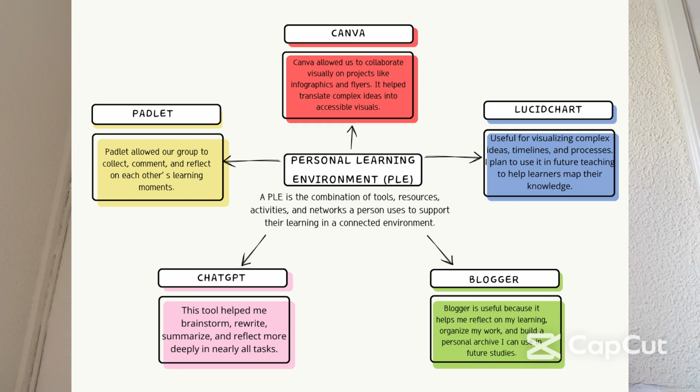Canva allows us to collaborate visually on projects like infographics and flyers. It helps translate complex ideas into accessible visuals. So I use it for presentations. Then Padlet allows our group to collect comments and reflect on each other's learning moments. We used it in the class normally.